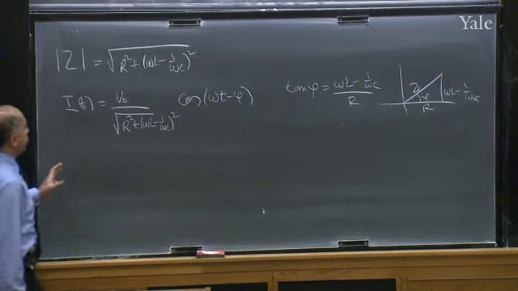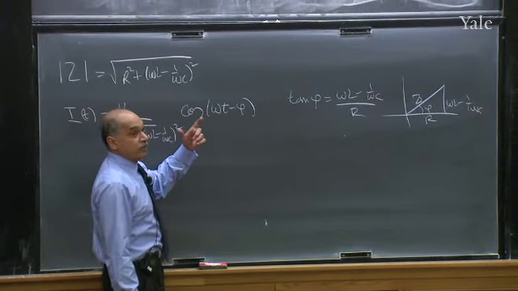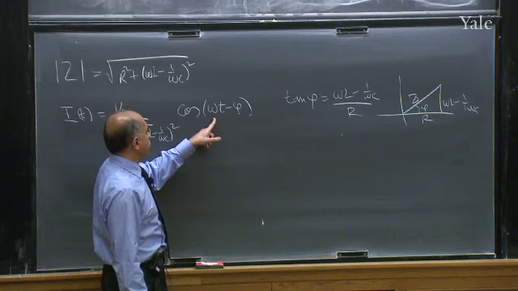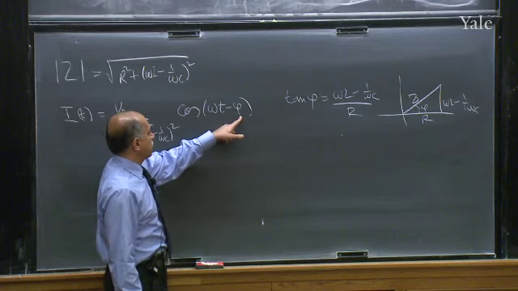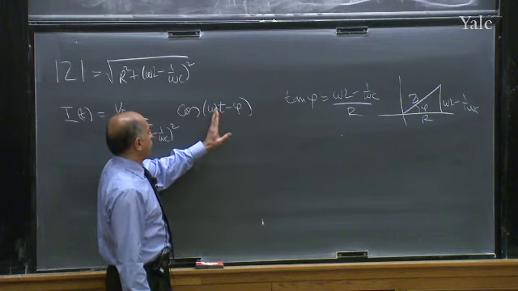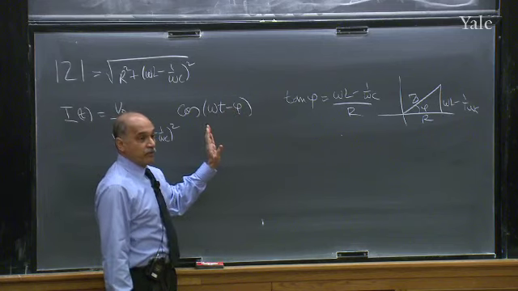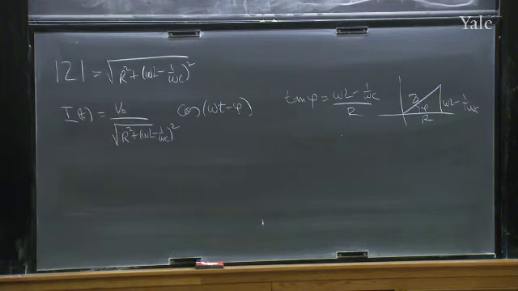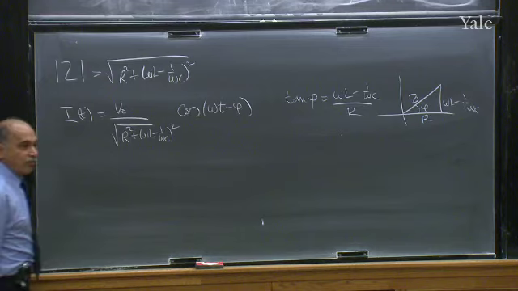Notice that the current lags the applied voltage. For example, if cos omega t is a maximum at t equal to 0 and phi was 45 degrees, you'll have to wait till omega t is 45 degrees before the current reaches a maximum. So it'll be lagging the voltage. But sometimes phi can come out negative. Can you see how phi could come out negative?